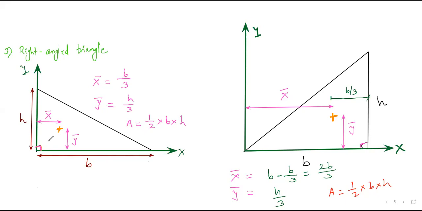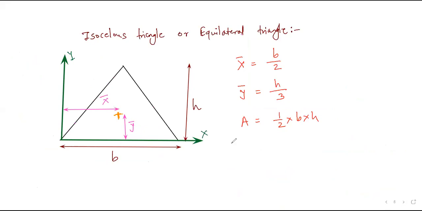Okay, so this is a right angle triangle, this is also a right angle triangle. And in this triangle you can see there is no 90 degree angle, so we call it an isosceles or equilateral triangle.